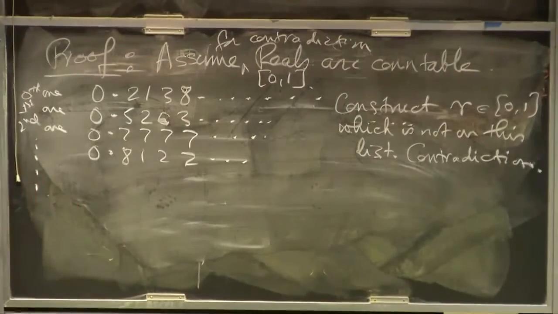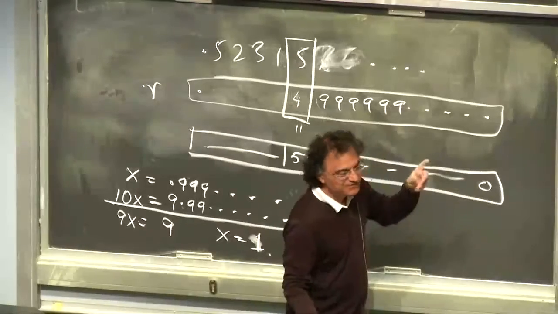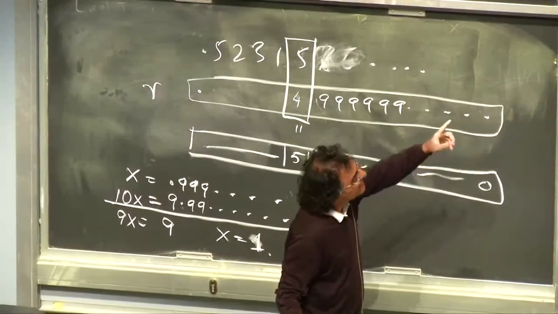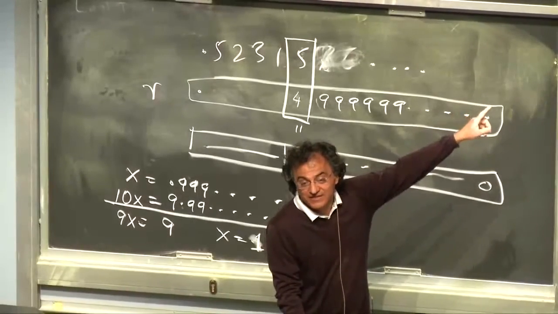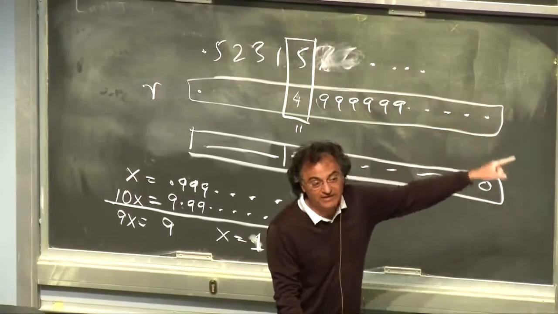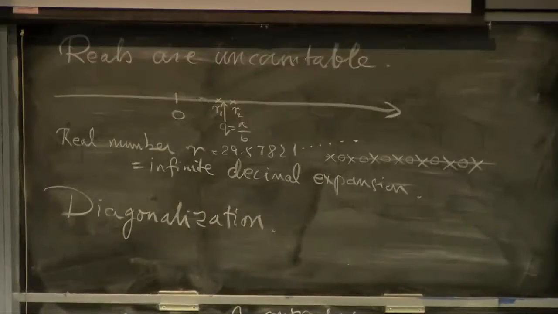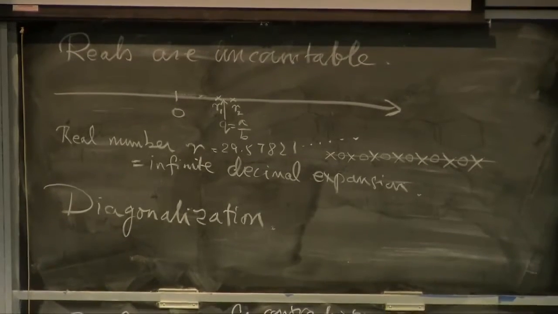So how do we construct the number R? This is where the name of the technique comes in, diagonalization. So we pick the diagonal. Okay? To construct this number, we pick this diagonal.